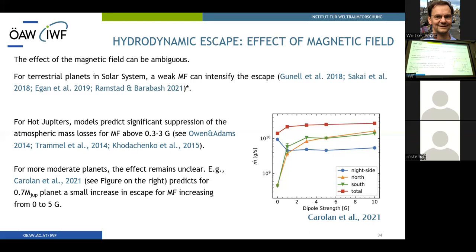So again, it looks like the specific effect of magnetic fields is not yet quite clear, and it might depend on the type of the atmosphere. It might depend on the specific configuration of the field, and naturally on the stellar environment.